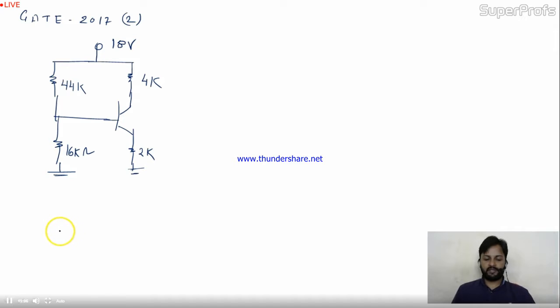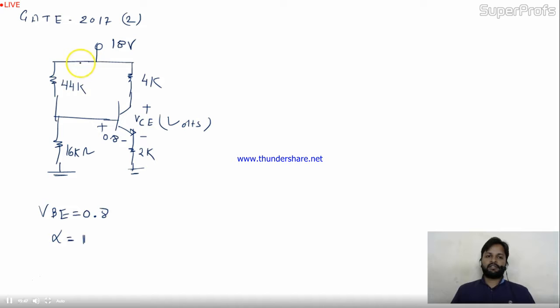Now let me repeat the question. Consider the circuit shown in the figure. Assume the base to emitter voltage VBE is 0.8. This is an NPN transistor. The common base current gain alpha is also given, alpha is unity. The question is the value of collector to emitter voltage VCE, in volts.